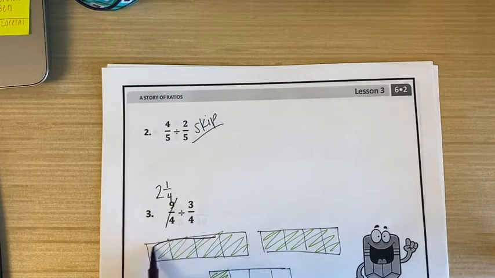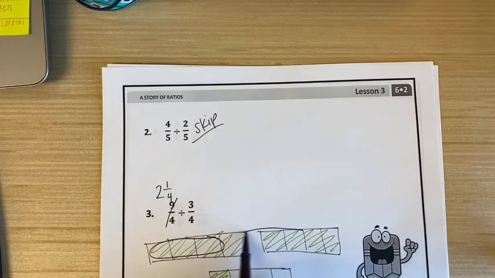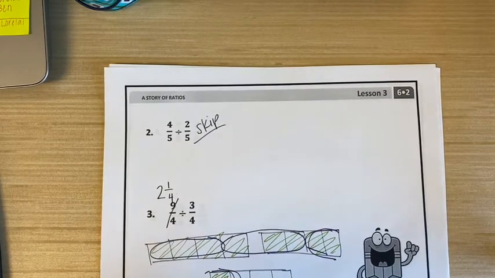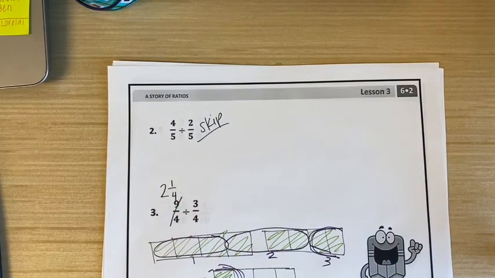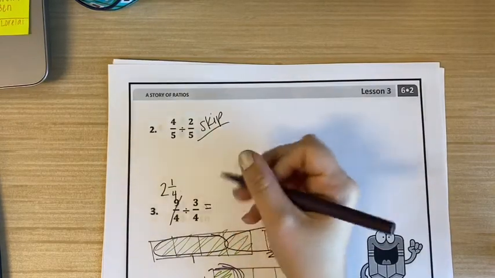So 1, 2. I gotta bring that one over here. Just 3. There's half of it. 3. So 1, 2, 3. It's right there as well. So that comes out to 3.